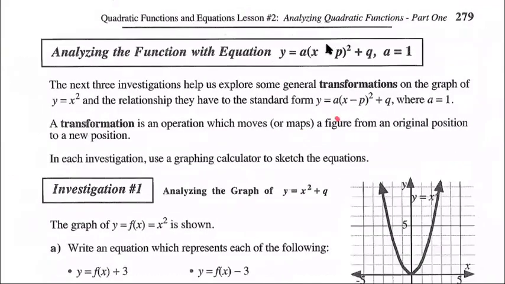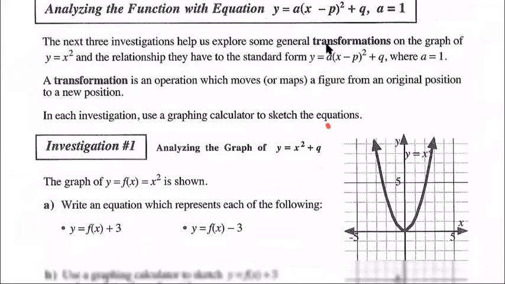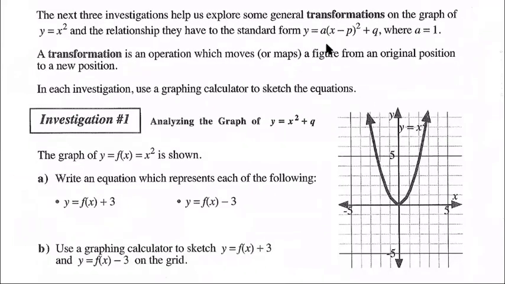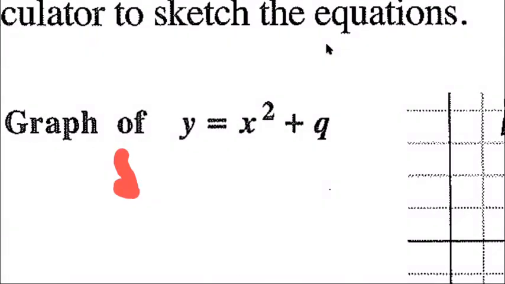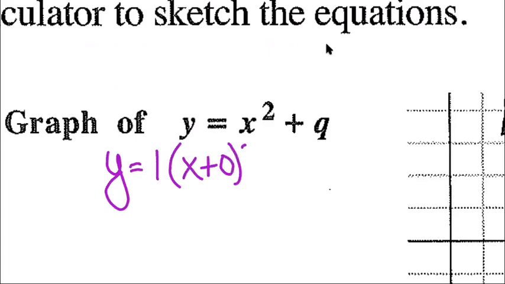Investigation 1. Analyzing the graph of y is equal to x squared plus q. So in this case, this is actually what it looks like. y is equal to 1 bracket x plus 0 squared plus q. So there's your standard form with this value being 0. Okay, this value being 0.